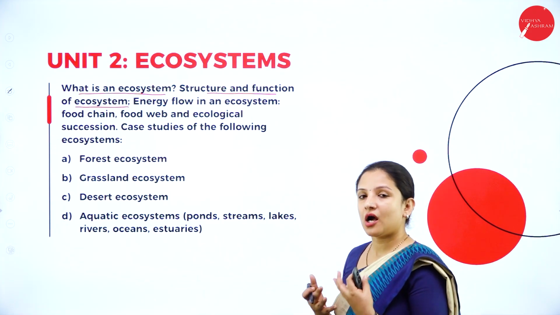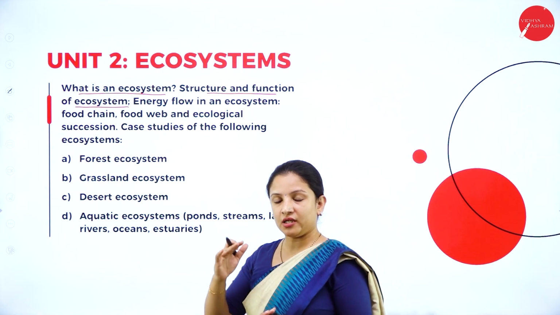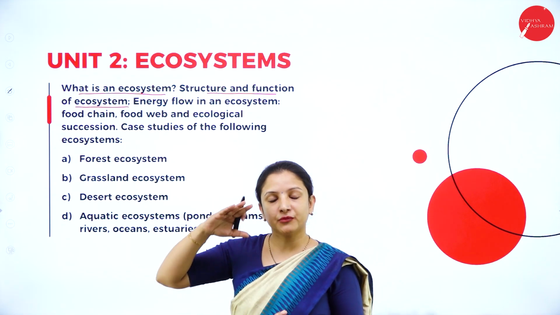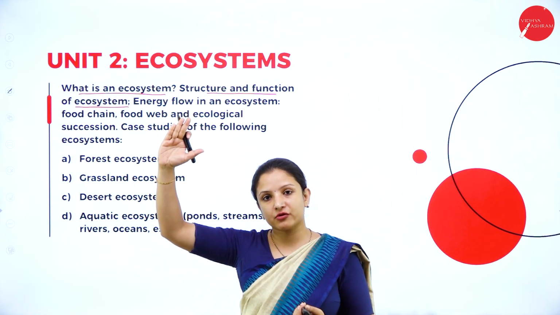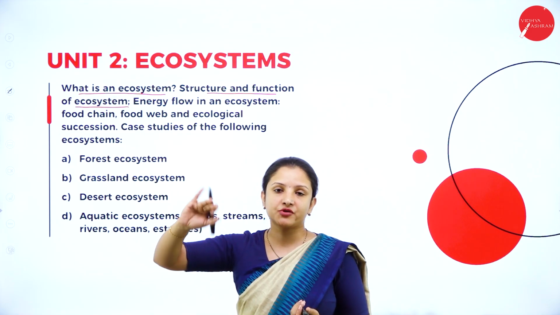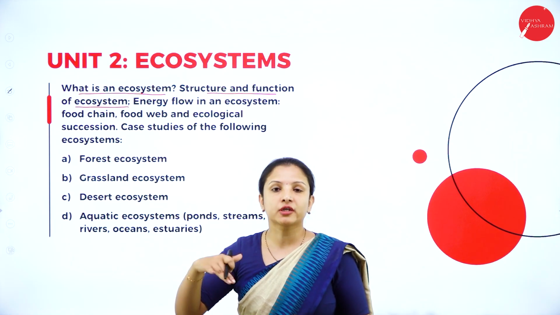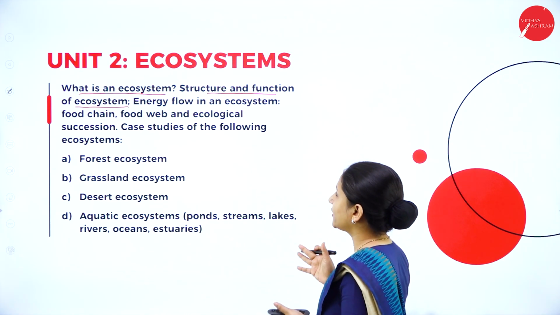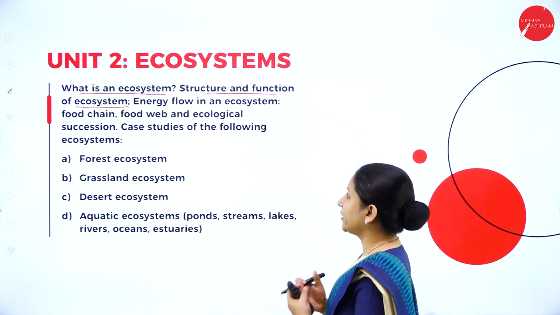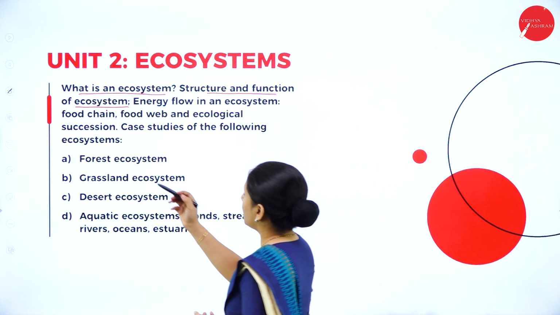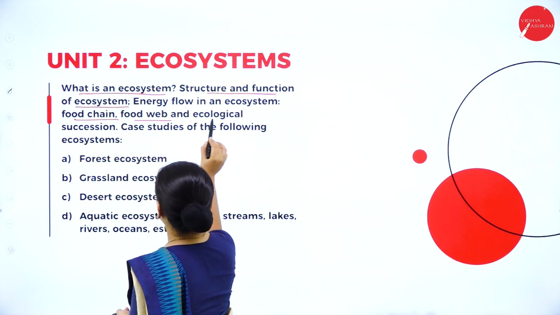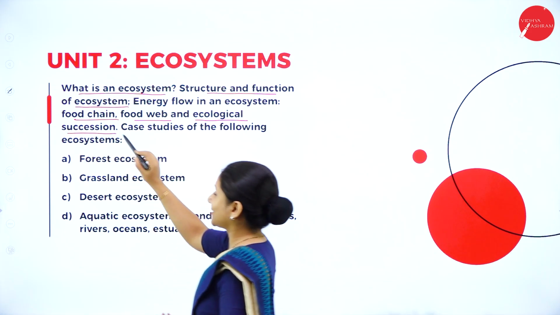So it is about how the energy flows from the lower trophic level to the higher trophic level. The energy tends to decrease because a part of the energy is lost or given back to the ecosystem. So all that you will study under energy flow in an ecosystem, wherein you'll study about the food chain, food web, and also about ecological succession.